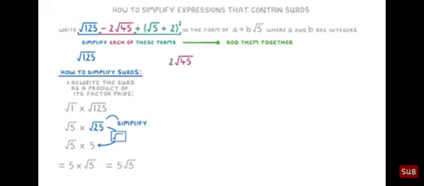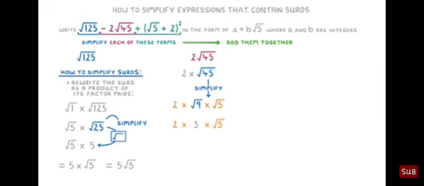Next, we have the 2 root 45. So 2 lots of square root 45. And to simplify the root 45 part, you can rewrite it as root 9 times root 5, because this is a factor pair of 45, and 9 is a square number. Then because the square root of 9 is 3, you can simplify it again to 2 times 3 times root 5, so 6 times root 5, or just 6 root 5. And remember, it's really a minus 6 root 5, because we were taking away the 2 root 45 in the original equation.